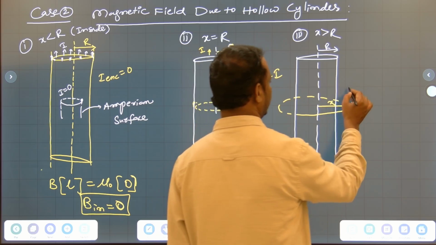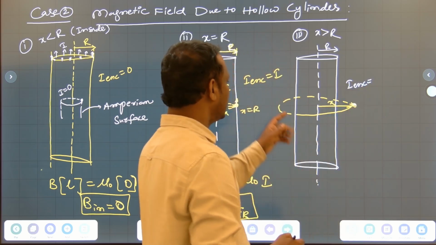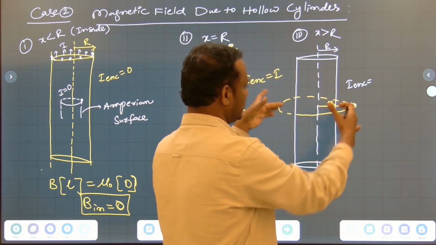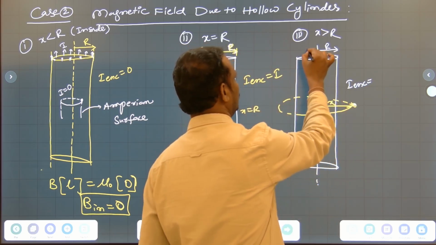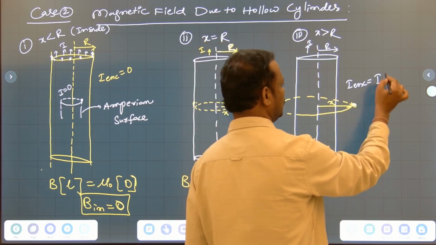Okay. So now I enclosed is equal to what? You can see this is the enclosed part. Inside this, what current is there? Only one current, that is I. Okay, I enclosed is equal to I.